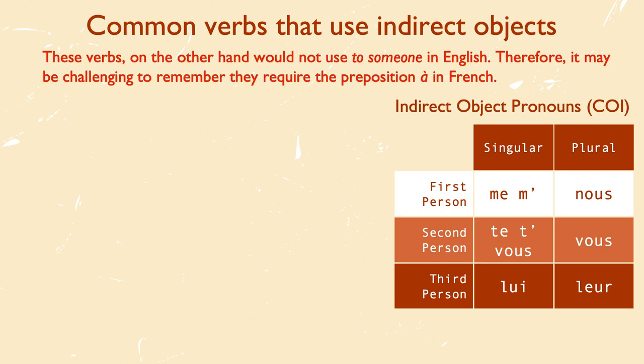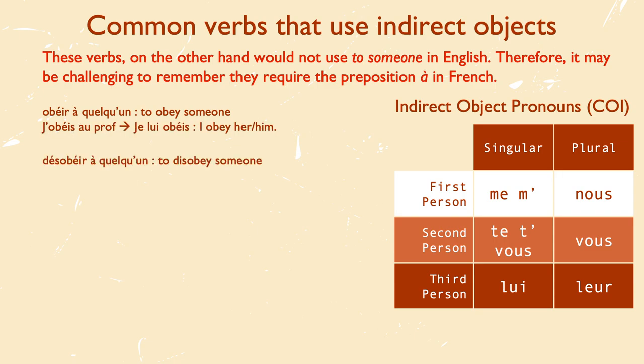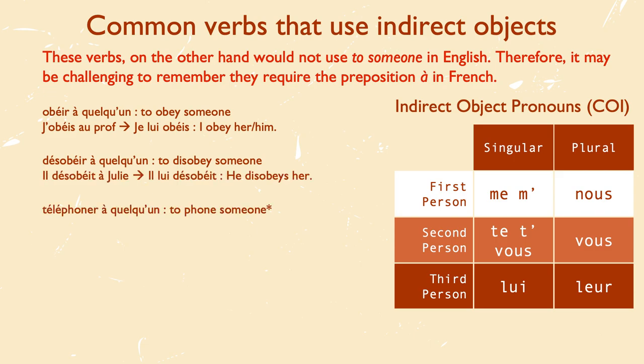Unfortunately, however, there are some verbs that do not use to someone in English. Therefore, it may be challenging to remember that they require the preposition à in French. These are obéir à quelqu'un, to obey someone. J'obéis au prof, je lui obéis. Désobéir à quelqu'un, to disobey someone. Il désobéit à Julie, il lui désobéit.